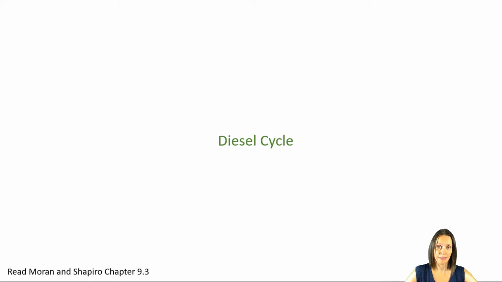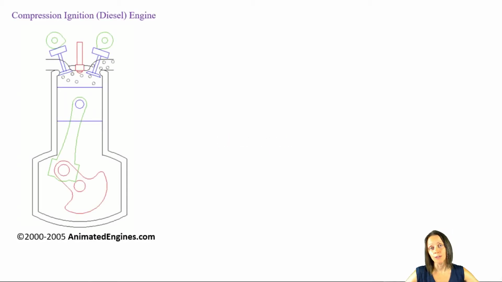In this segment we're going to talk about the diesel cycle, and the diesel cycle is used to model a compression ignition engine, or a diesel engine. So let's look at the four processes for a diesel engine.